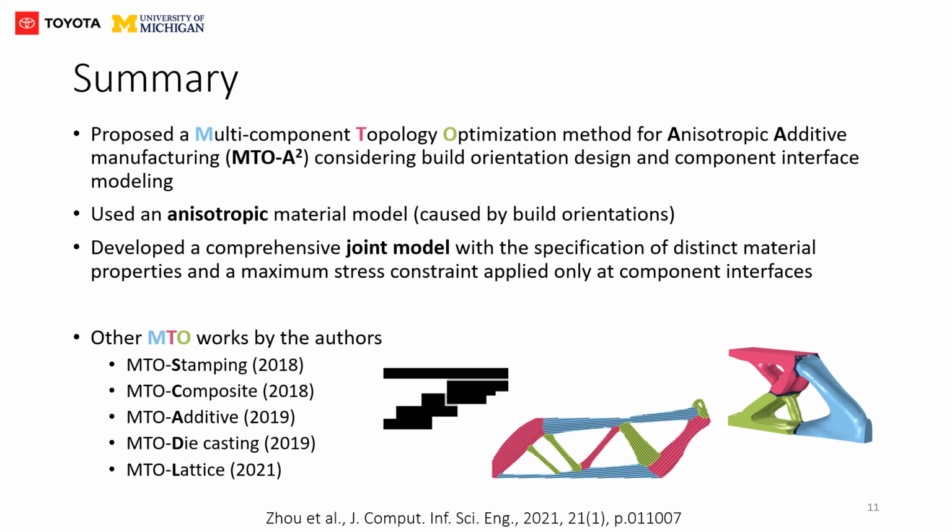In summary, this paper presented a multi-component topology optimization method for additive manufacturing, considering build orientation design and component interface modeling. The base topology, component partitioning, and build orientation for each component are simultaneously optimized using a gradient-based method. The anisotropic mechanical behavior is modeled using a transversely isotropic material model whose less stiff direction is aligned with optimized build orientation. To model the stiffness and strength of component interfaces, a joint model is also proposed.